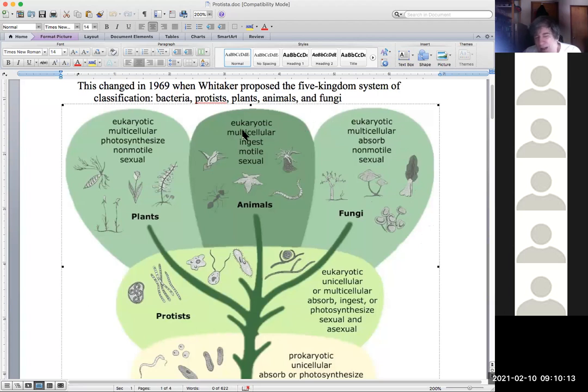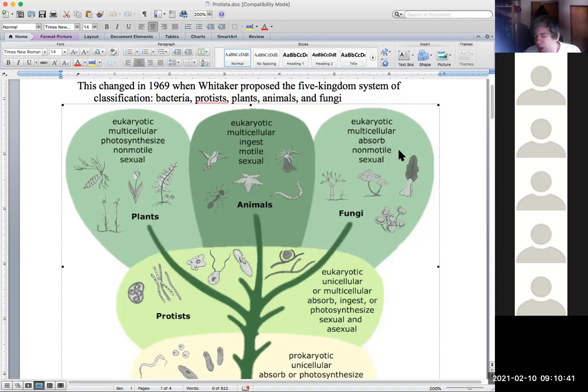Now, by definition, all animals and plants are multicellular. All animals, plants, and fungi are eukaryotic, but almost everything else, there's a little bit of wiggle room. Fungi, again, it says they reproduce sexually. Actually, most of the time, fungi reproduce asexually. They reproduce sexually on occasion.